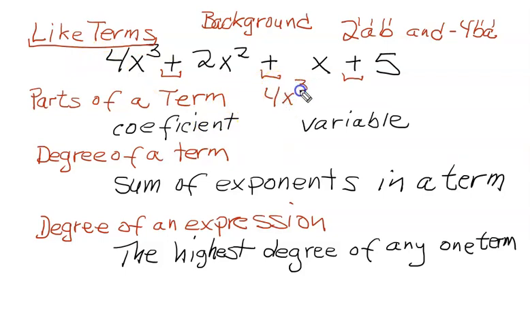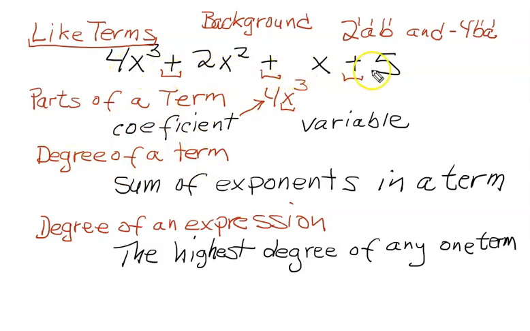4x to the third. This is a term. Now, the parts of this term is the 4 is the coefficient. And we often use the word numerical coefficient. Now, this means 4 times 3 x's. The variable, of course, is the letter that's with the term. And then on this letter, there is an exponent. Now, the exponent on the variable will determine the degree of the term.